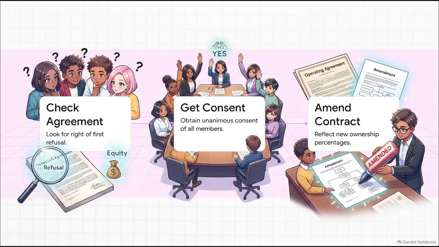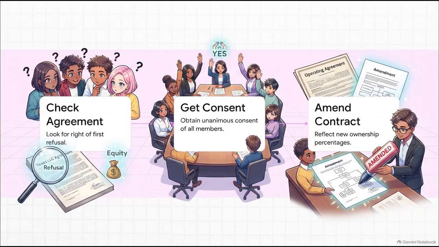Next, under Texas default rules, you have to get the unanimous consent of all existing members to admit a new member with full voting rights, unless your specific agreement says otherwise. And finally, you have to formally amend the operating agreement in writing to reflect the new members, their roles, and everyone's new ownership percentages.